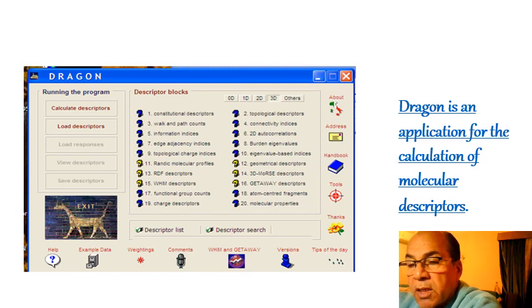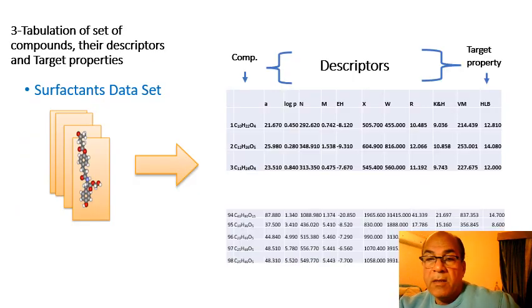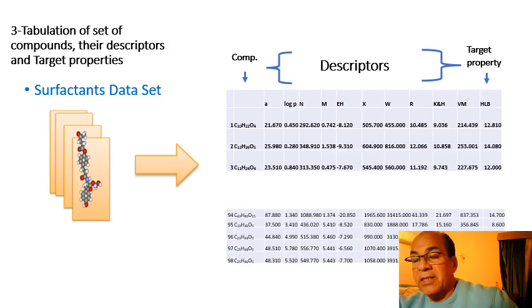Molecular descriptors can be calculated using the Dragon application. It's a free software. Make tables containing data of a set of compounds, their calculated descriptors, and their target properties using Excel, SPSS, Minitab, or any software based on statistical analysis.